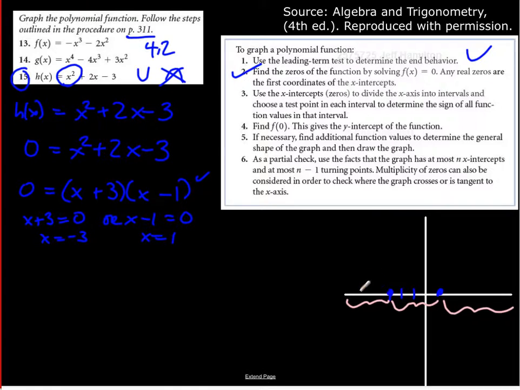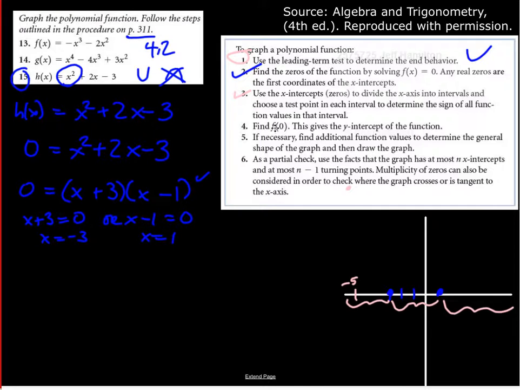You could try that. You could plug in, say, why don't we plug in a negative 5, for example. So negative 5 squared is a positive 25, plus 2 times negative 5, that's negative 10, so that's 15, minus 3 is 12. So at negative 5, I have a y value of positive 12 up there somewhere. So you can do that, but often if you're good at knowing what the leading term test does, then you should be okay. So I know my graph's going to come something like that. So I think we'll call that one good.